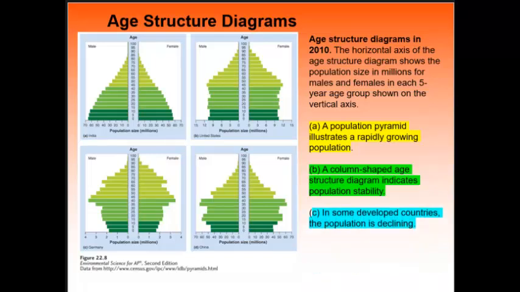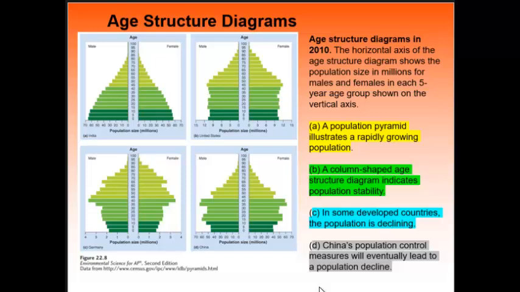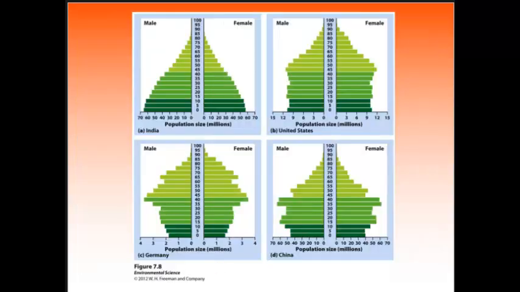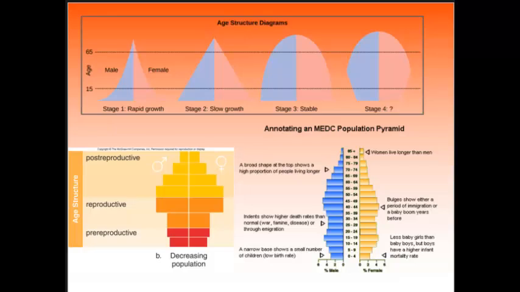If it's a highly developed country, we might see, as in Germany, that the population is declining. And China had that one-child policy. You could kind of see when it started taking effect. And in 2016, they actually lifted that policy, but that will eventually lead to a population decline. Okay, so other things that we look at: we compare these diagrams to demographic transition.